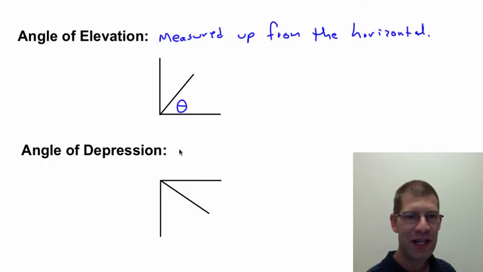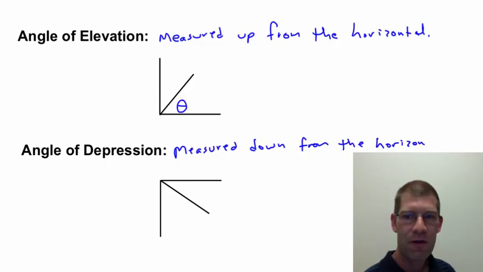Angle of depression, the same thing, that depressed people feel down, not to minimize it, but that's very, very oversimplified. But depression then is going to be down, or maybe a depression in the earth. So measured down from the horizontal. So angle of depression then would have to be this angle here, measured down from a horizontal line.